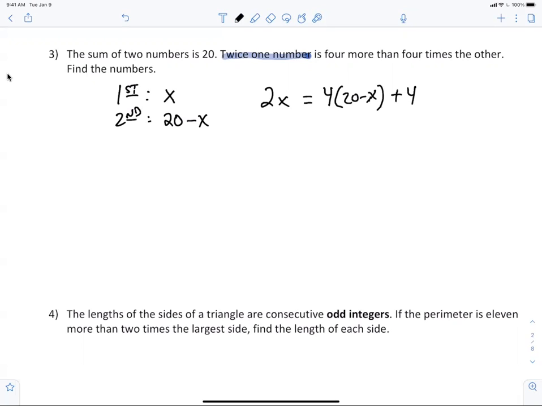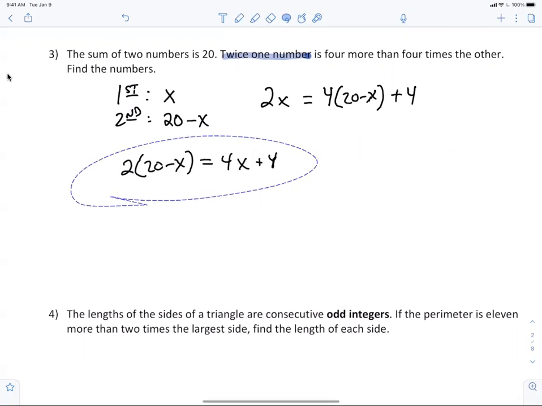Could I have written this? Could I have written 2 times 20 minus x equals 4x plus 4? Would that be the same answer? Yeah, it would be. You're going to get the same answer. It doesn't look like it, but it will. All right. So now, Cole, tell me something.